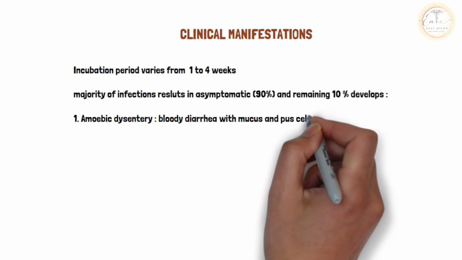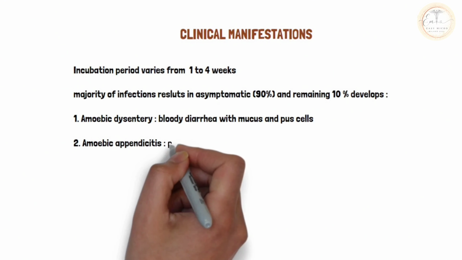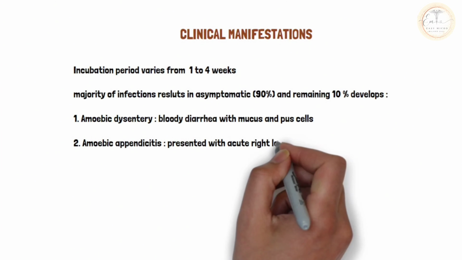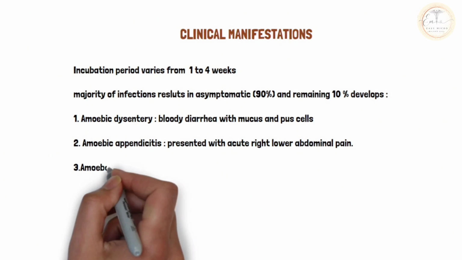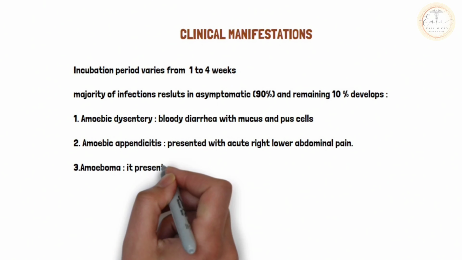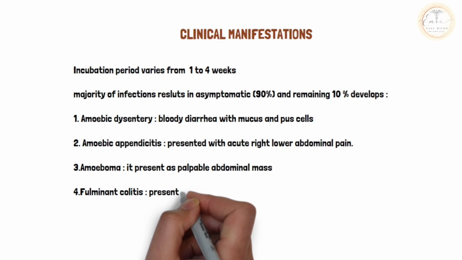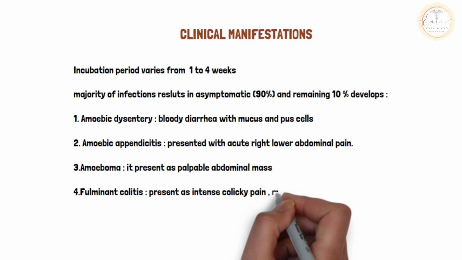The next symptom is amoebic appendicitis. In amoebic appendicitis, amoeba infects the appendix and causes acute right lower abdominal pain. Our next symptom is amoeboma. Amoeboma is a palpable abdominal mass which occurs in the large intestine. And the last symptom is fulminant colitis. During fulminant colitis, the patient suffers intense colic pain and more than 20 motions per day.